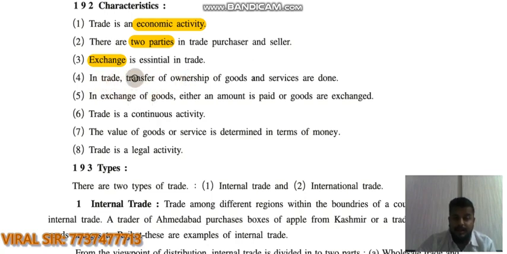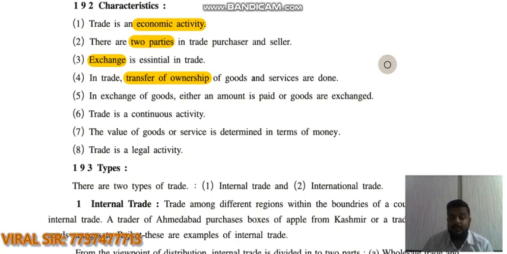In trade, transfer of ownership is done. There are two things: transfer of ownership and transfer of possession, which we will understand more deeply in our regular classes, in our live sessions in the schools. But for now, what is transfer of ownership? It means when I exchange a product, goods, commodity or service against money or anything else, the one who is the purchaser has the ownership. So the ownership is transferred from seller to purchaser, and this is done in trade.